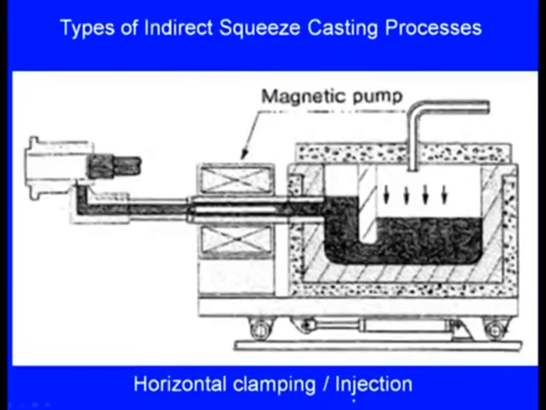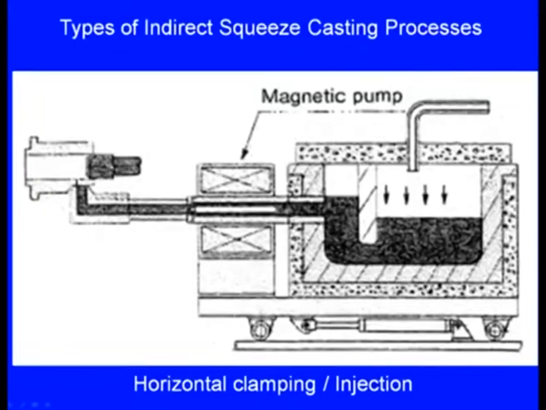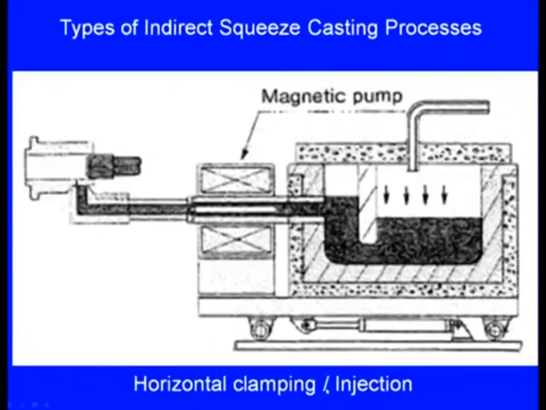Finally, horizontal clamping and horizontal injection. Here we can see these are the dies, and they are clamped horizontally, and this is the punch. The molten metal is coming here like this, and it will be going inside the die cavity, and here there is a piston. This piston will be applying pressure on the molten metal and continues to apply pressure till the solidification is over. So, here it is the horizontal clamping and horizontal injection.